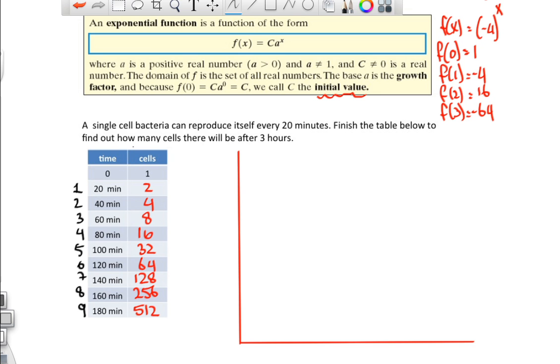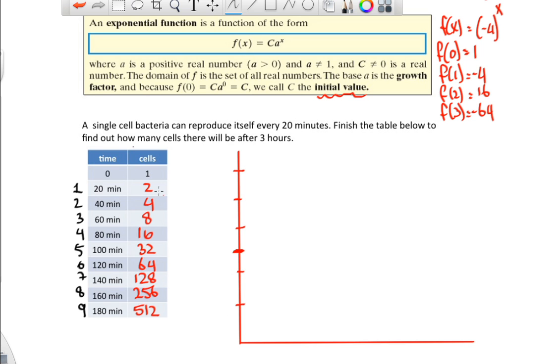Either way, on the y-axis I need to go from 1 to 512. So if that's like 500, then half of that would be like 250, right? So that's 250. I'm going to say that's 100, that's 200, 250, 300, 400, and 500.